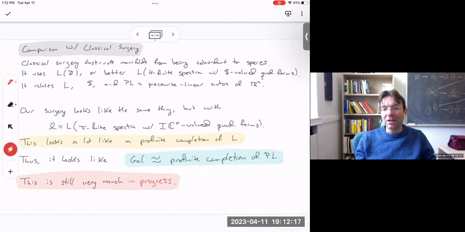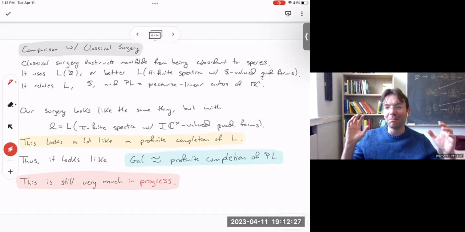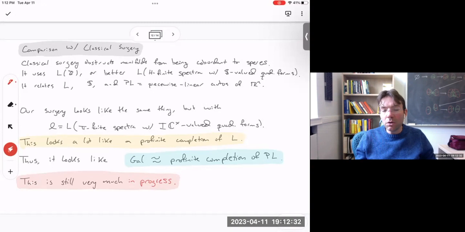Don't take this as a precise statement. I mean, there is a sort of precise version of profinite completion in algebraic topology. I don't think I mean that precise version. This is like a kind of moral, roughly speaking, this is how we think of it. And this isn't too weird.